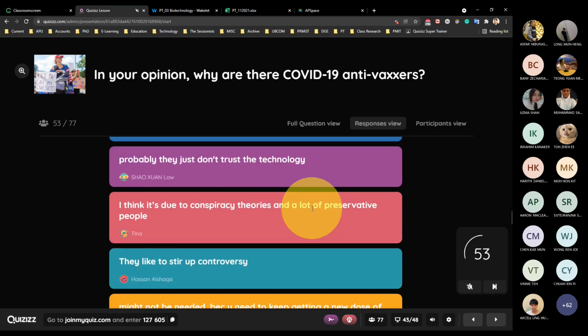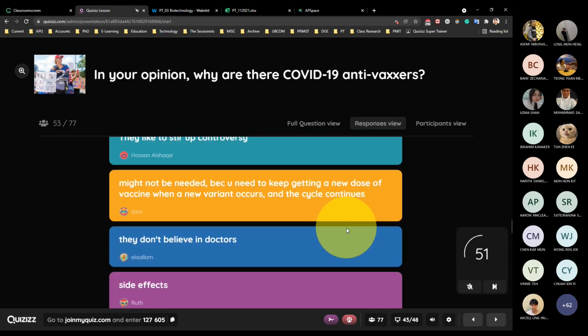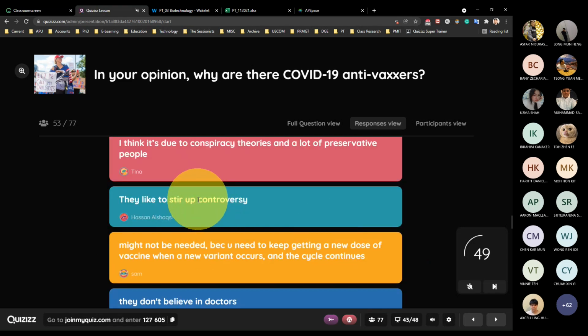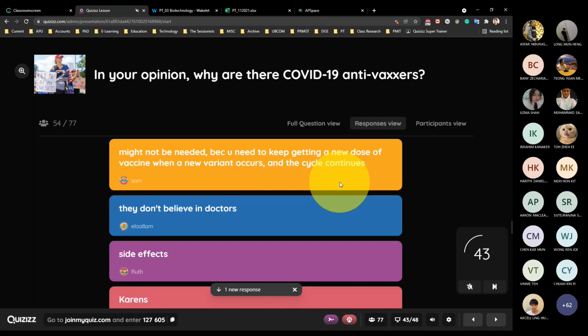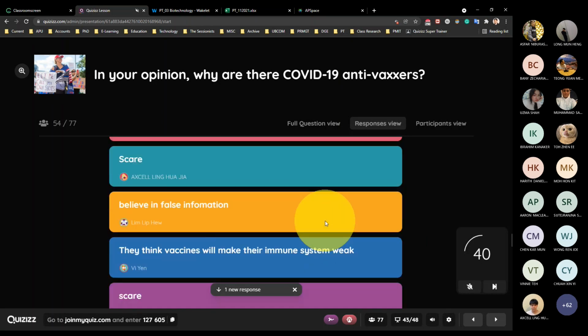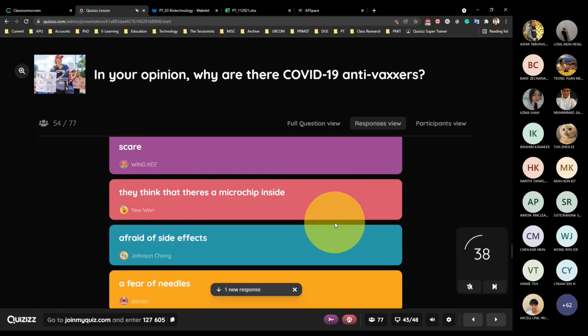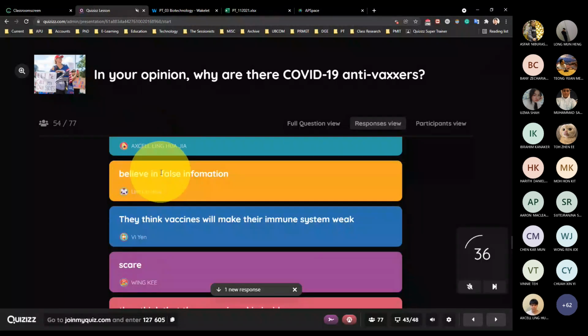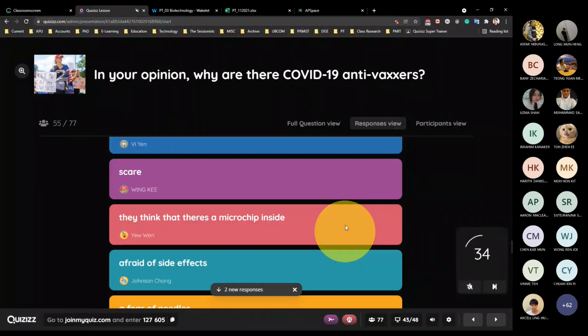Insecurity, selfish. They like to stir up controversy. Interesting point, because this can also go in many different ways, whether it's political or not. Scared, believe in false information. Agreed. Fake news. Belief in false information is also extremely popular.